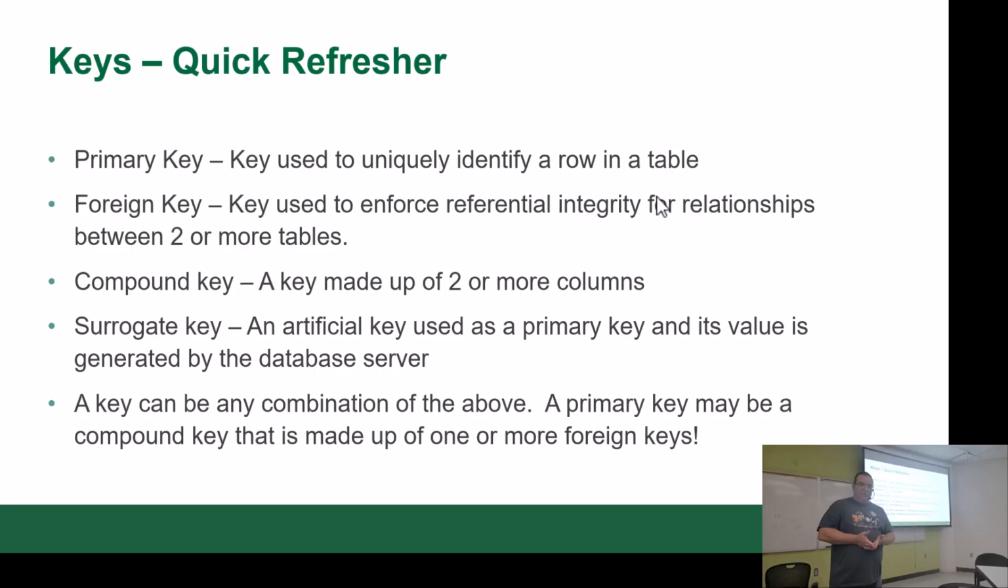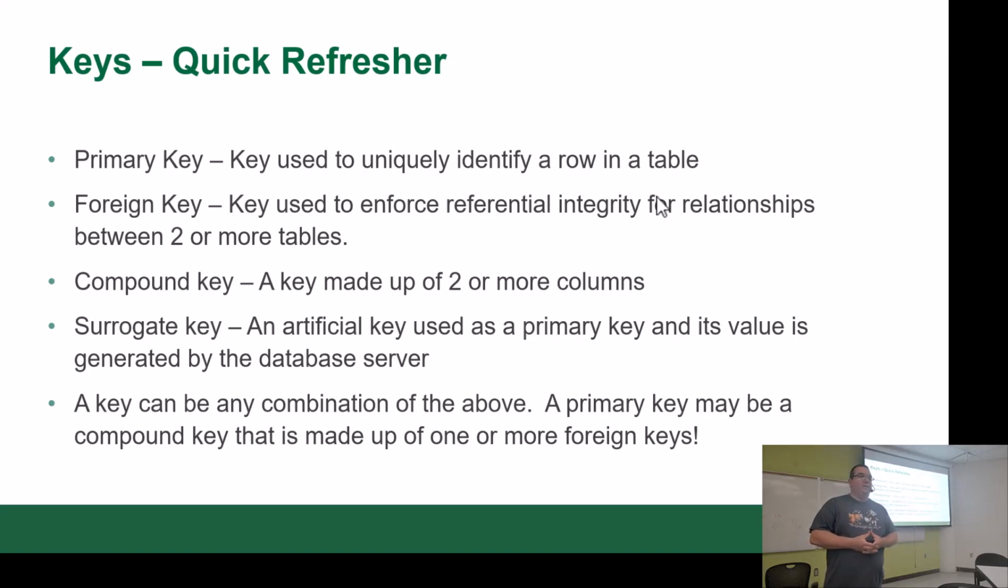Quick refresher on what the different keys are. Primary key, used to uniquely identify a row in a table. You guys should know this by now, I hope. A foreign key, it's a key that exists between two tables to enforce foreign integrity. A compound key is a key made up of two or more columns.